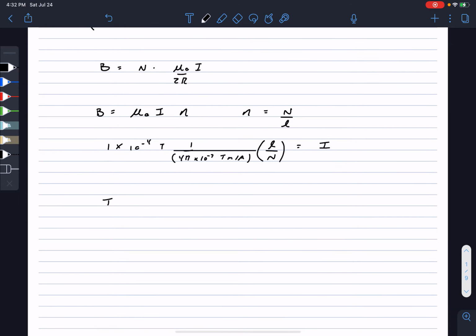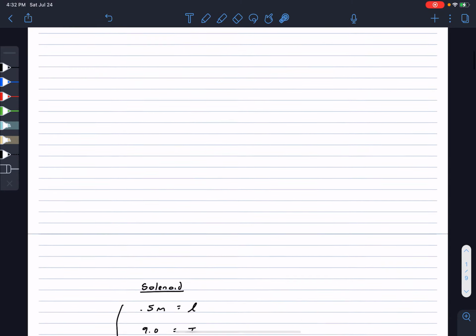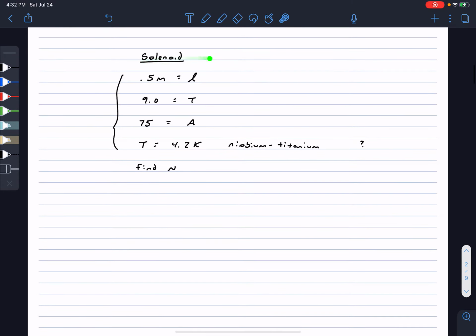So if we plug all of this in, we end up with a value of 0.0318 amps. And we can rewrite this. A little cleaner version would be 31.8 milliamps, because we usually will write amps, milliamps, microamps, nanoamps, something like that. It's a little easier to deal with. So that's our answer.